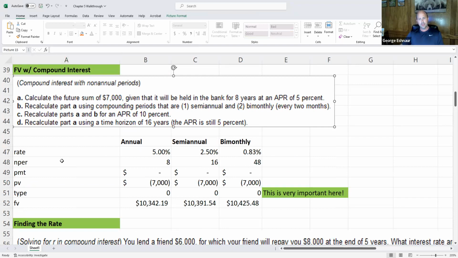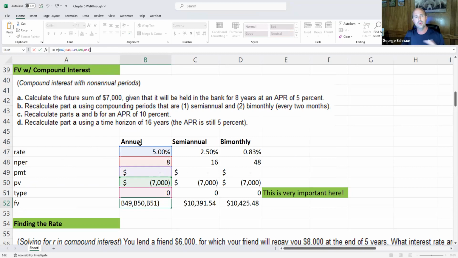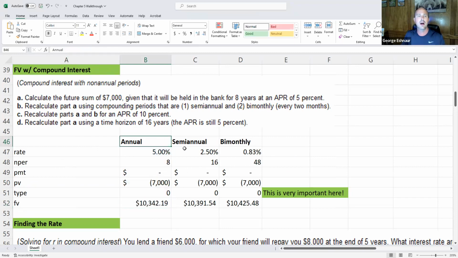All right, so this one is going to get a little bit different when we look at compound interest with non-annual periods. Again, we're going to be doing a future value calculation, so I have these pieces plugged in. But what I'll do is I'll walk you through what this means for, how do we set this up in a particular way to take care of these adjustments. So for the first one, we're going to have a $7,000 outlay, and we're going to give to the bank for 8 years and an APR of 5%. Okay, great.